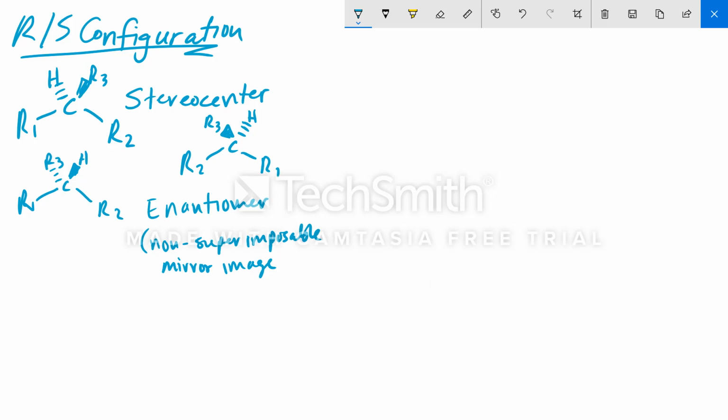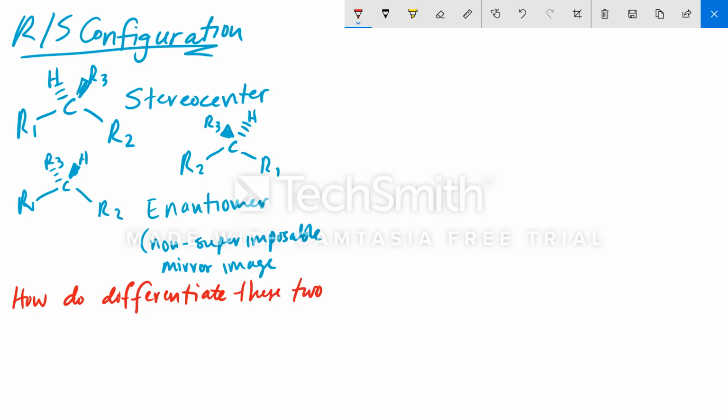Like I said, these 2 molecules are different. So how do we differentiate between these 2 molecules? How do we differentiate them by name? We need to be able to call them something different so that as chemists we know which of these 2 molecules we're talking about.